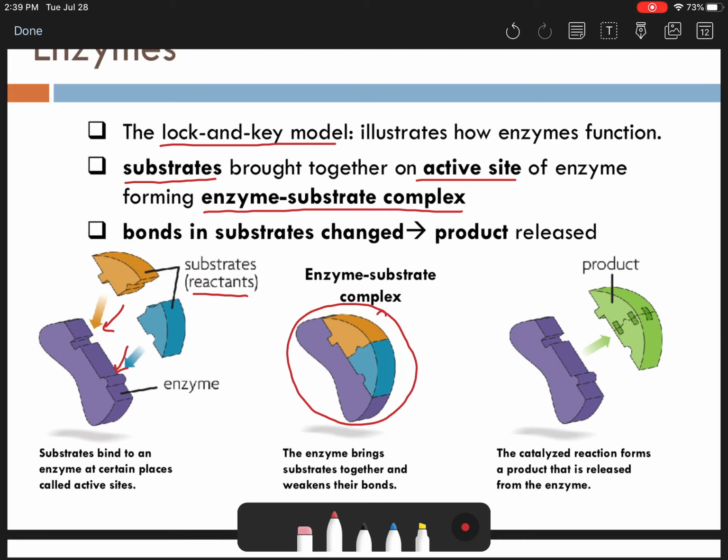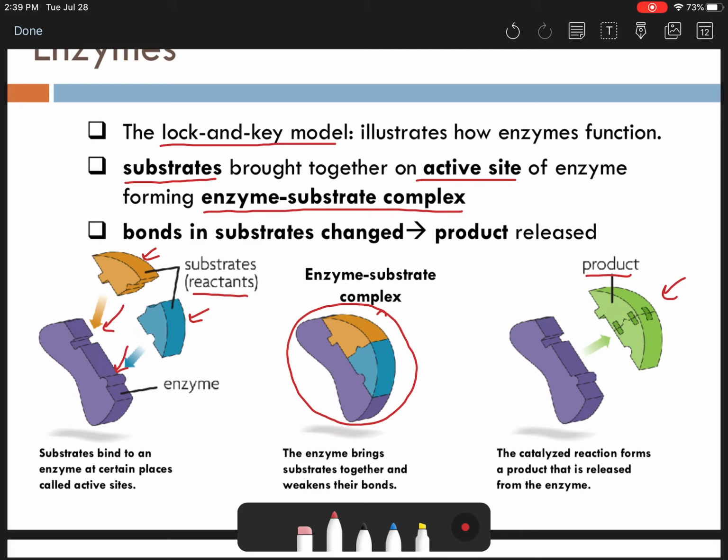And what happens here is, this is when the actual chemical reaction can take place. The bonds can be broken and reformed. And you can see in this case, we started with two substrates, one here and one here, or in this case, two reactants. And once we form that enzyme substrate complex and those bonds got rearranged, now we have one product that's going to be released.